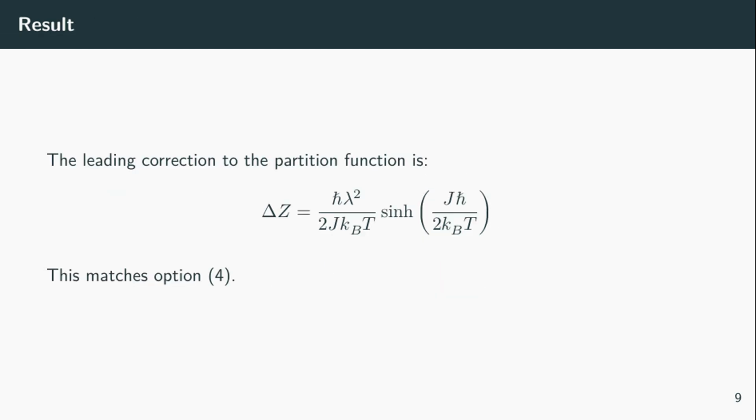And there you have it. The leading correction to the partition function for this quantum system for small lambda compared to J is h bar lambda squared over 2 J kB T times the hyperbolic sine of J h bar over 2 kB T. This is the main deviation from the simple case where lambda is 0.